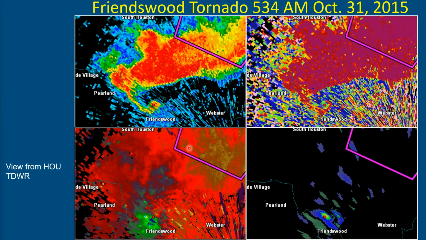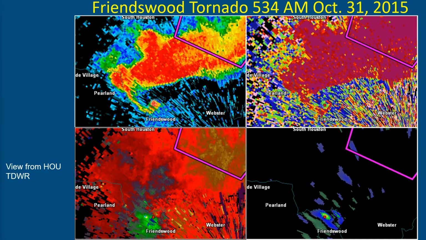Now here's an example of some really fine detail from the Houston Hobby terminal Doppler radar. In fact, the tornado almost hit the radar in this case, and the radar is looking up at this storm. I'm trying to figure that out. This could actually be from our radar, but in any case, we have a good close view of this, so we're seeing a lot of low-level features. Look at this hook echo. I mean, it's really striking.